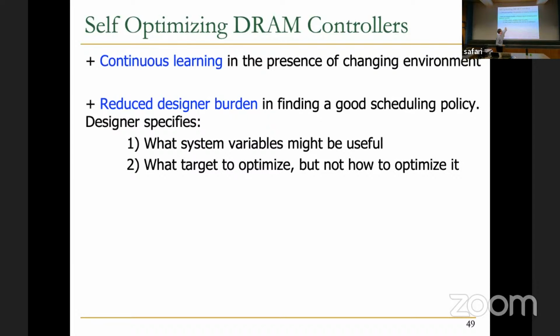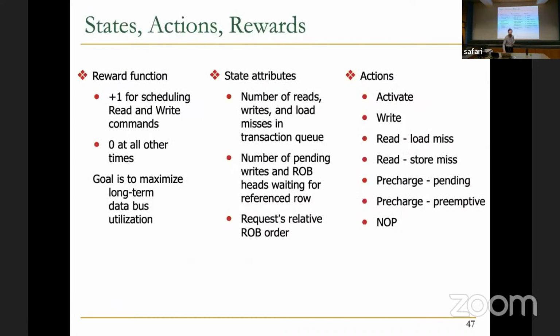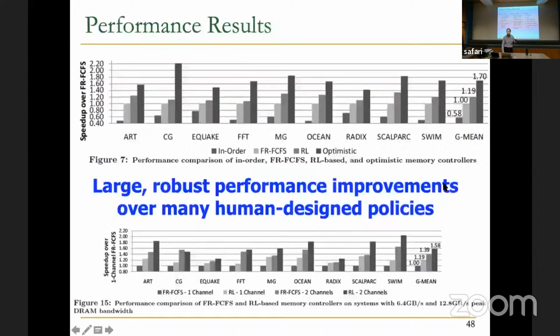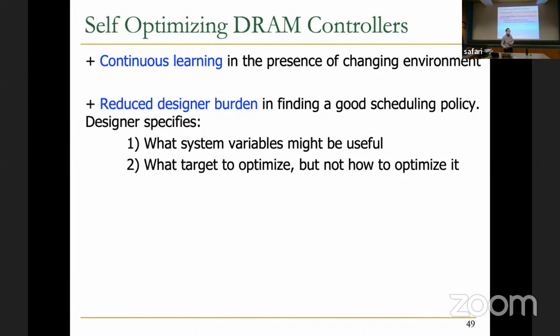So also designer burden reduces because now the designer just needs to figure out what I just discussed over here, right? Reward, state, actions, which may be difficult, no question about that. But I don't believe it's as difficult as coming up with a policy that could consider a lot of these system variables and targets, etc. So basically, the designer specifies what system variables might be useful and what target to optimize, but not how to optimize it. That how is very difficult, I think.